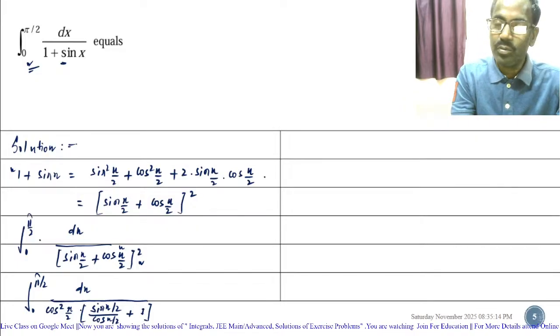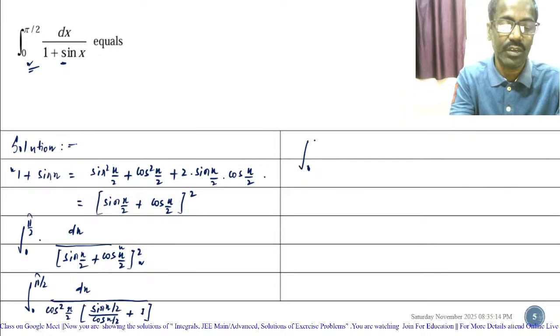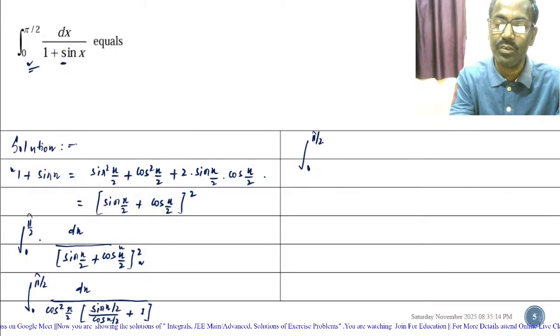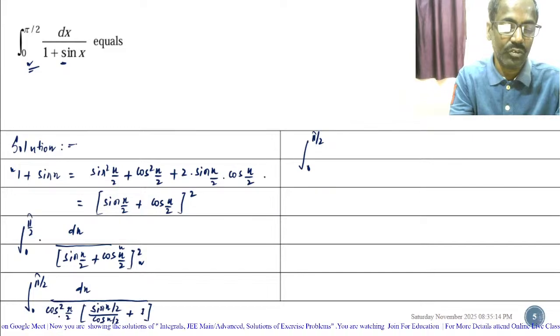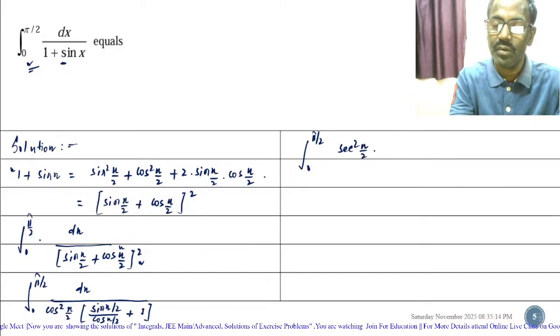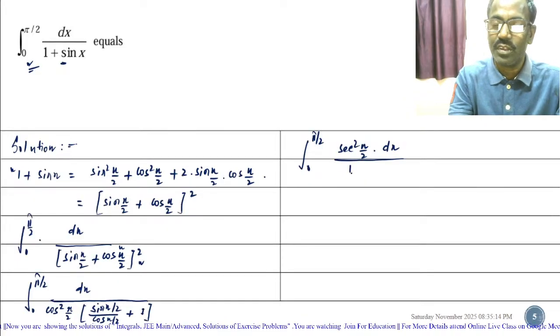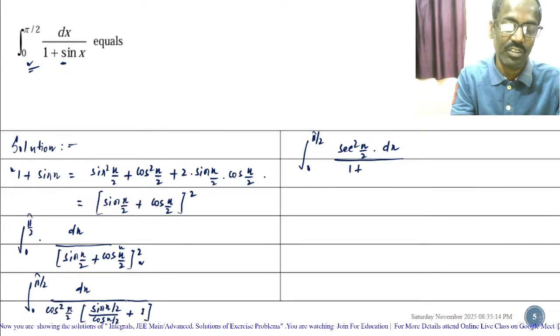After that there is no problem to understand up to this step. So the next step will be 0 to pi by 2, and cos square x by 2 will be sec square x by 2 into dx by 1 plus tan x according to the proper arrangement here.